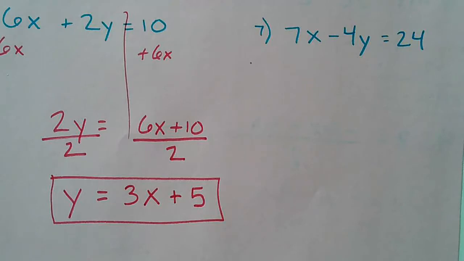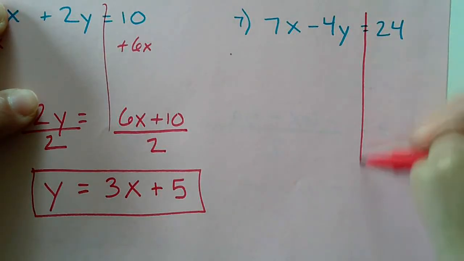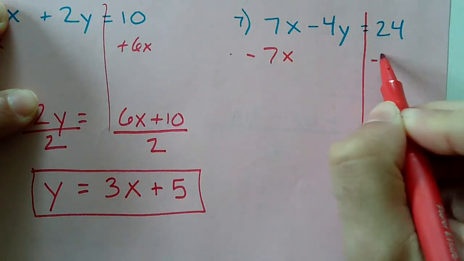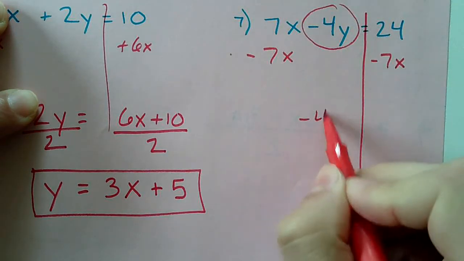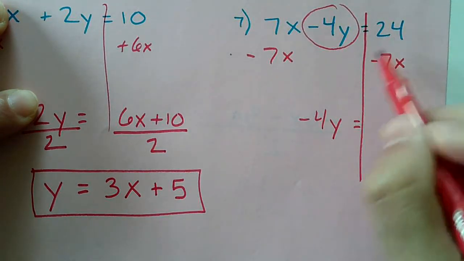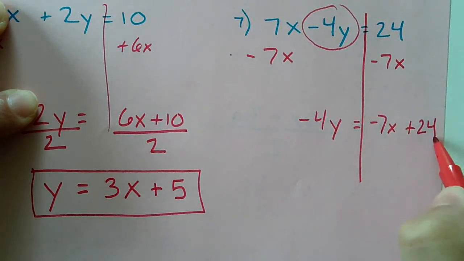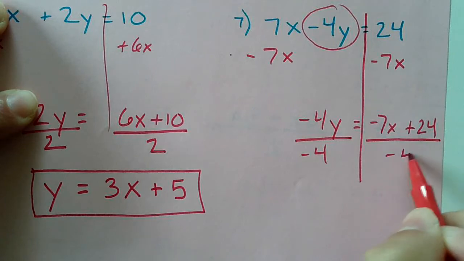Last example, we got 30 seconds. Keep it under 7 minutes. So I'm going to draw my line. I'm solving for y again. So I'm going to take away 7x. Take away 7x. Leaves me with negative 4y equals, I'm going to again arrange my variables first. So negative 7x plus 24. And then I got to divide by negative 4. To be really careful here.